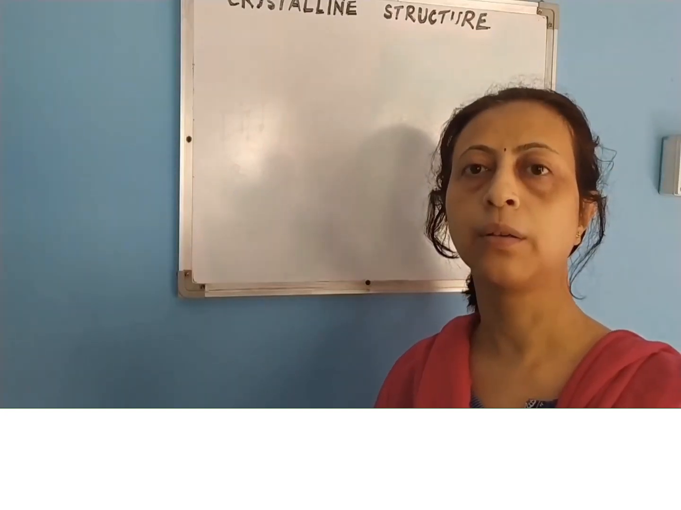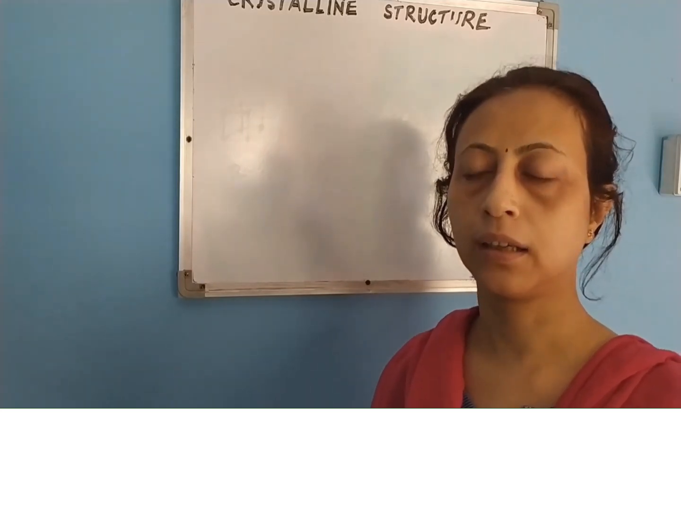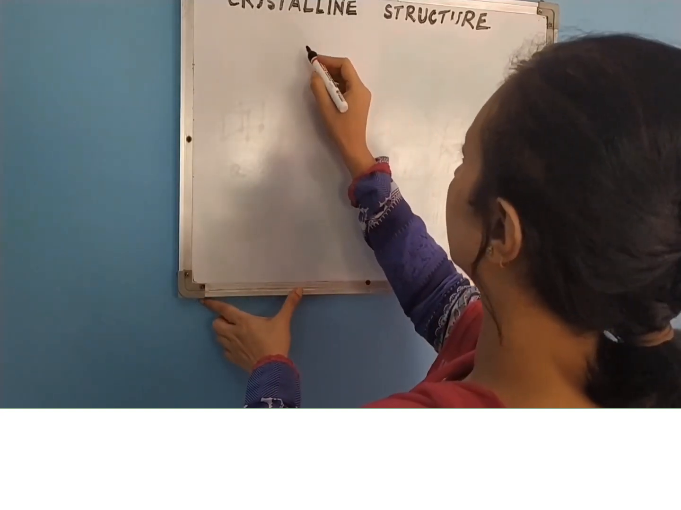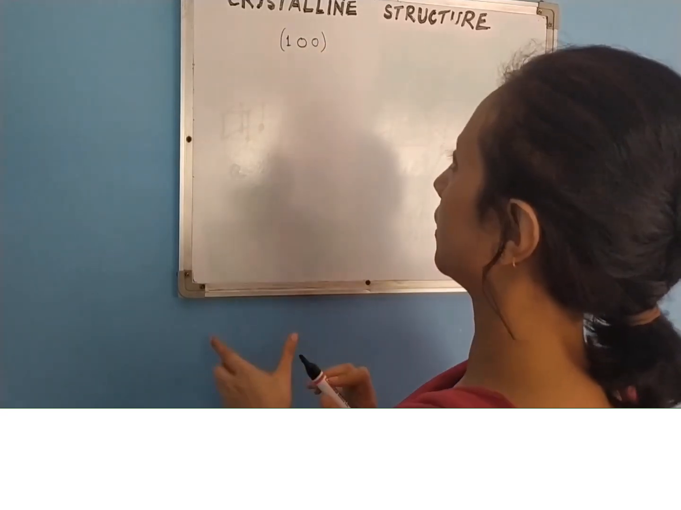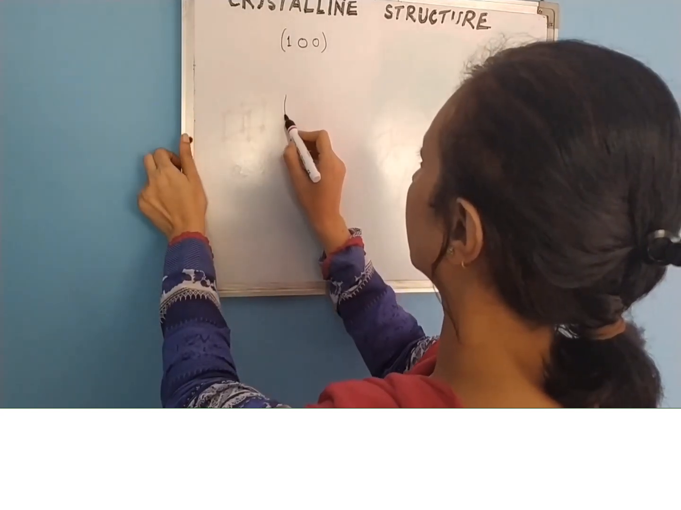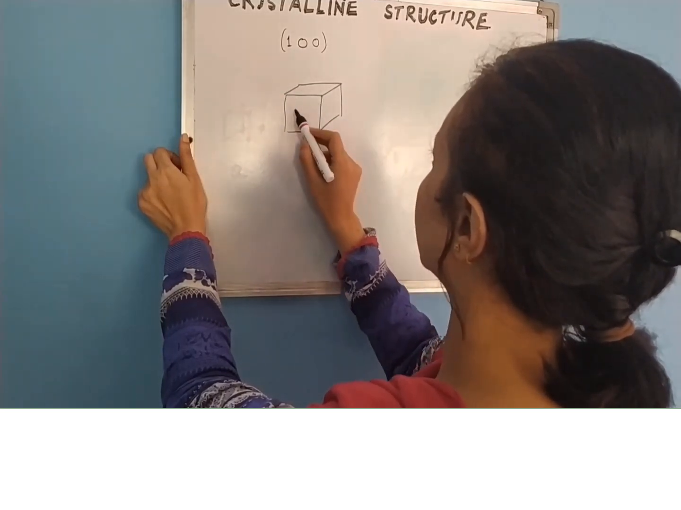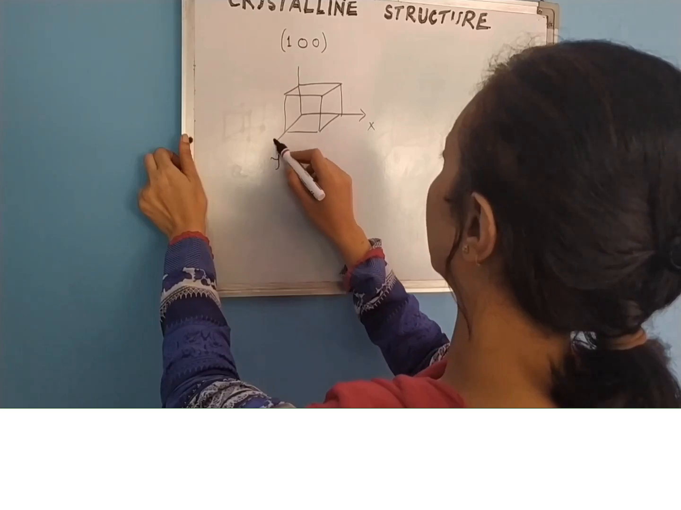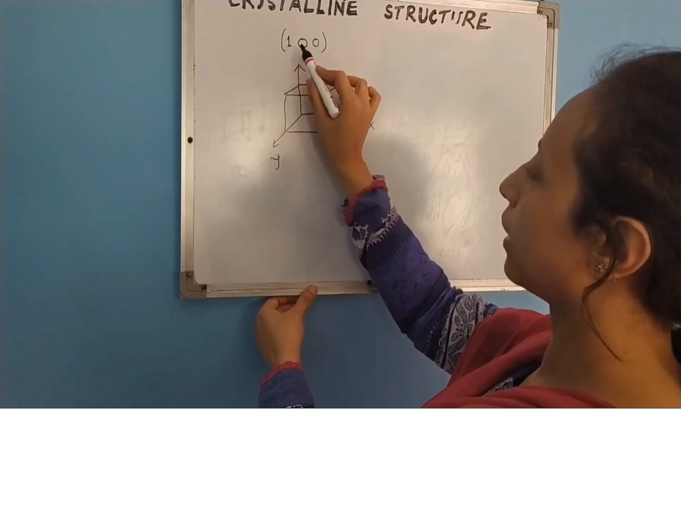Right? So now let us do the reverse thing. That means if you are given the Miller indices, how to find the location of the plane or how to draw the plane. Right? So let us again take the example of the same plane 1, 0, 0, and then how to draw the plane in one unit cell. Suppose this is one unit cell. X, Y, Z, and you see what are the Miller indices 1, 0, 0.